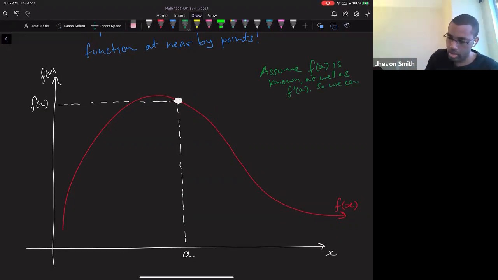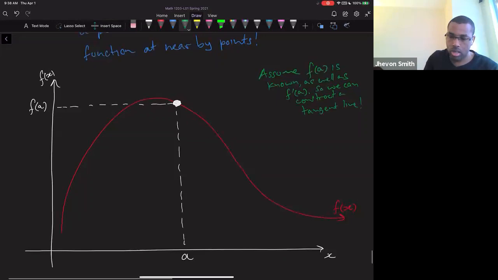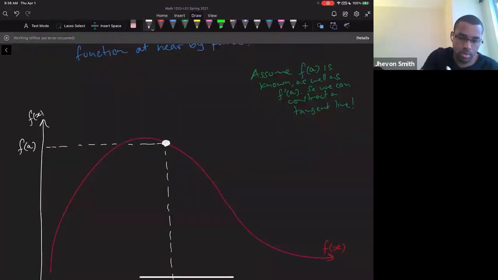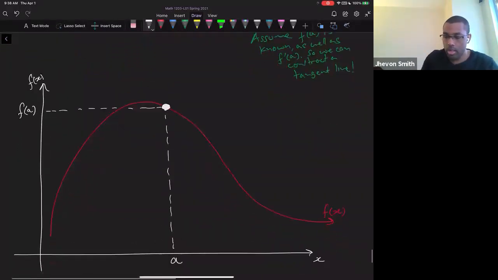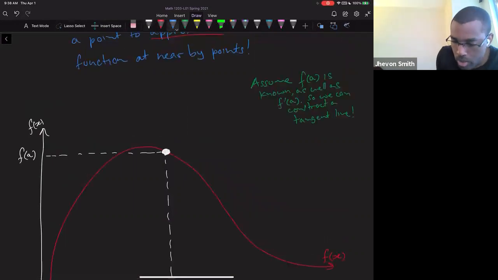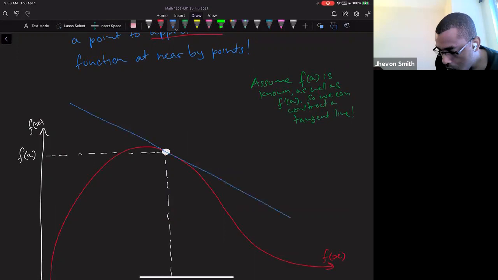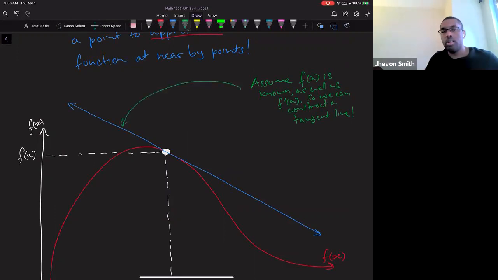I think that's going to get in the way of what I want. Actually, move this down a little bit. I'm going to annotate this diagram a little bit more. Okay, so what we can do is get a tangent line to this thing. So that's our tangent line.